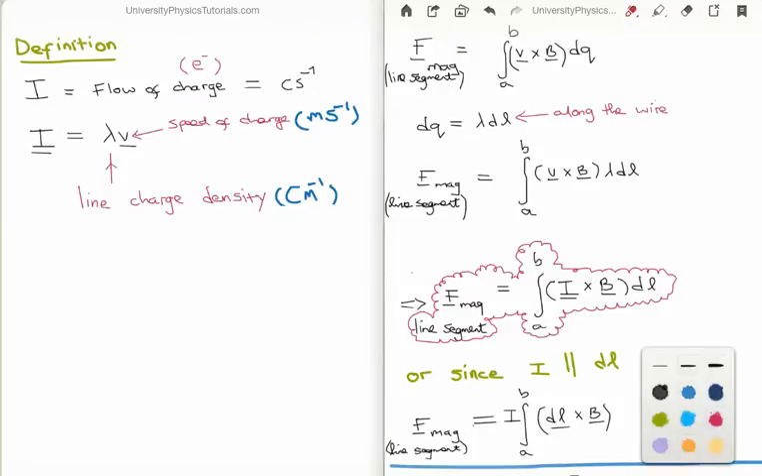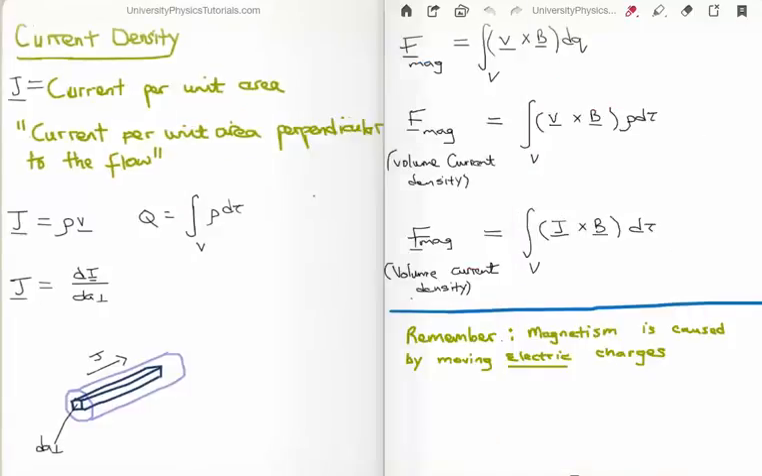So I'm sure you can see what's going to come next. We've done two of the three scenarios I'm going to look at, and I'm sure you can guess the next one we're going to look at is volume charge density. So we give capital J the placeholder for volume current density. I must say that again. Capital J is the placeholder for volume current density. Another way of thinking of that is the current per unit area perpendicular to the flow.